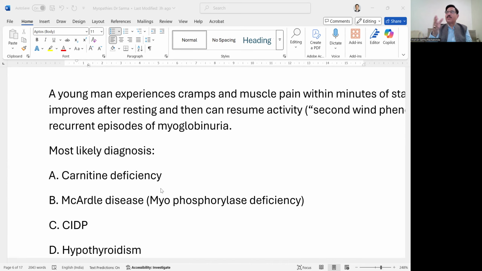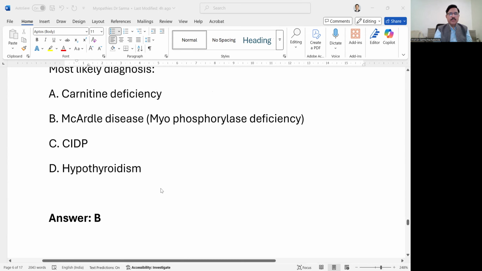That is why you will not be able to exercise. Normally, when you exercise, muscle glycogen is converted into glucose and utilized. This man doesn't have the chance to convert glycogen into glucose, so it's not available for exercise. Give him rest, again it recovers, and again he will be able to do it. This is called the second wind phenomenon. It's very typical of McArdle's disease or myophosphorylase deficiency. That is B.